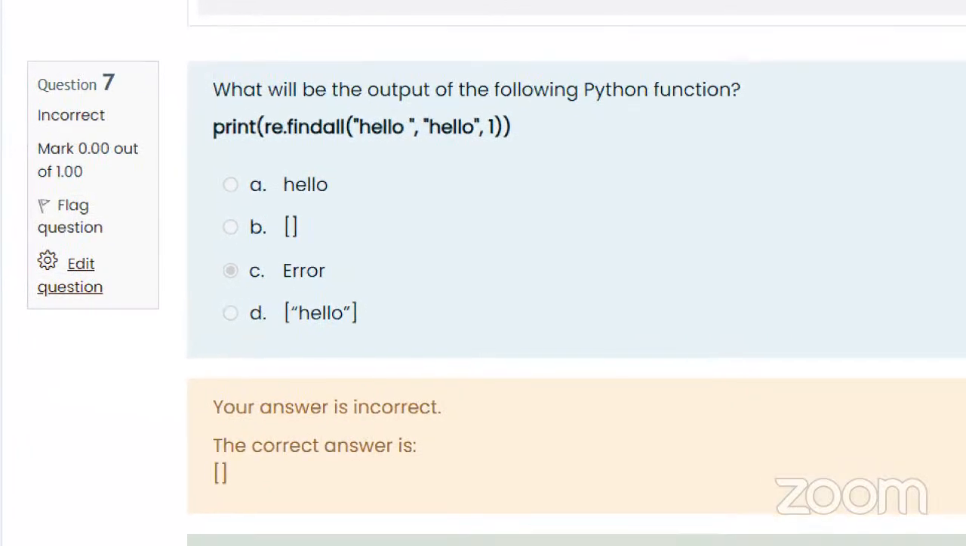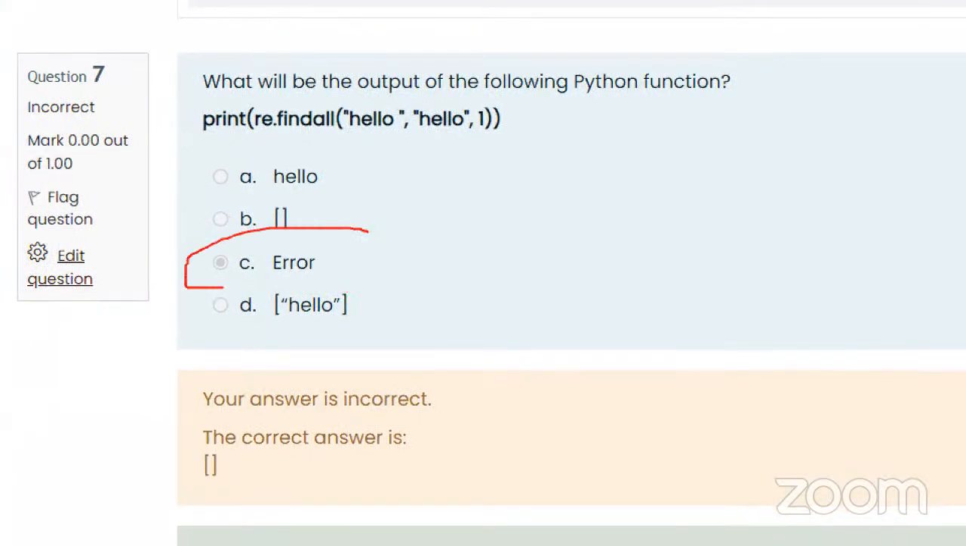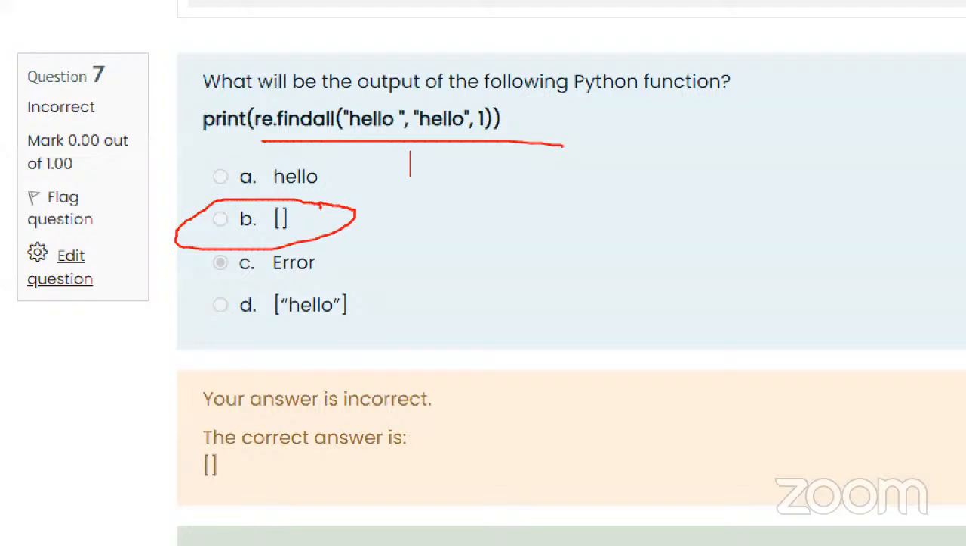Can anyone tell me why we are having the answer as error? What is the correct answer for this? The correct answer is empty list. Why empty list? This is the syntax of the find all function. There is a pattern, a string, and how many occurrences. This one indicates how many occurrences.